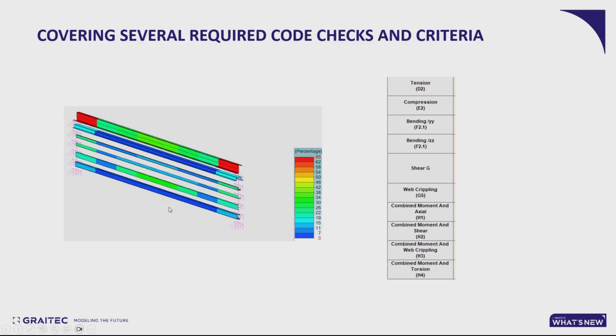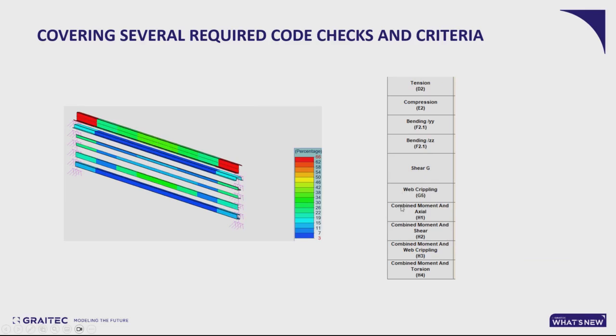What type of code checks we do for sections, as you see here. So we can check for pure tension, pure compression, bending Y direction, bending Z direction, so basically strong and weak axis bendings, for shear, and as well web crippling will be checked for all of your sections.